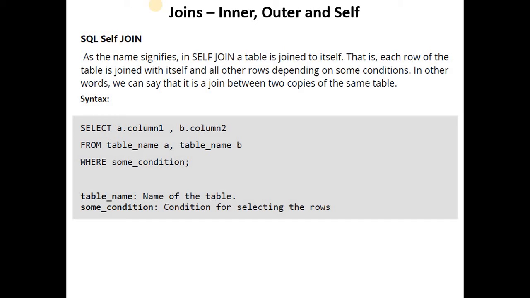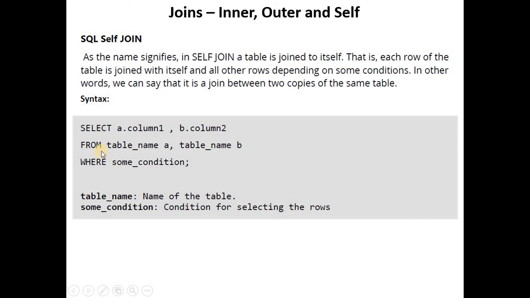Now let us see SQL self join. As the name signifies, in self join a table is joined to itself, that is each row of the table is joined with itself and all other rows depending upon some conditions. In other words, we can say that it is a join between 2 copies of the same table.